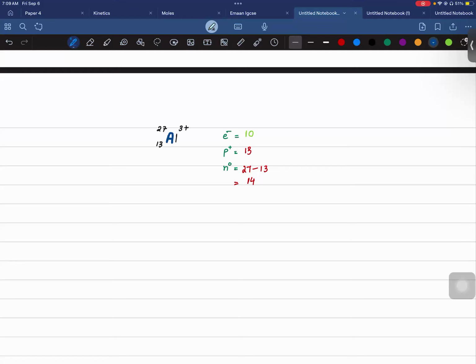As I told you, the smaller number is the proton number, and the proton number tells you the number of electrons and the number of protons. So that's why 13 electrons and 13 protons, but the charge is 3 plus, so I have to subtract 3 electrons from the total, that is 13. So 13 minus 3 would be equal to 10.